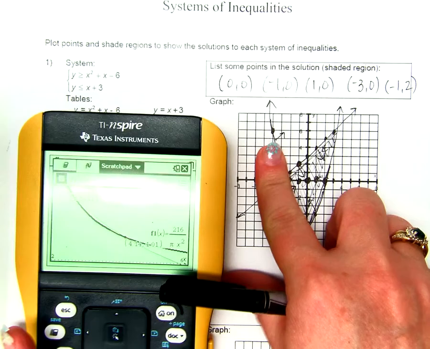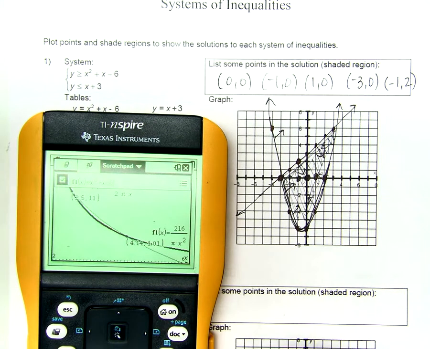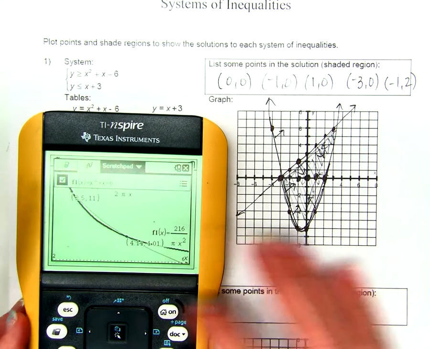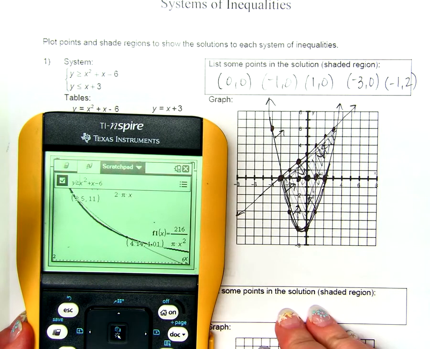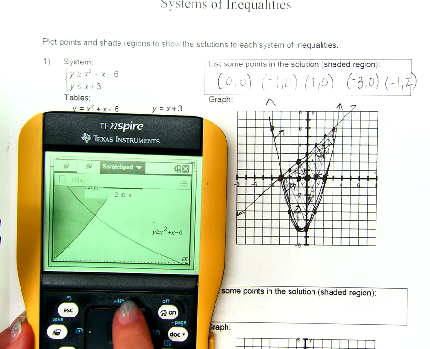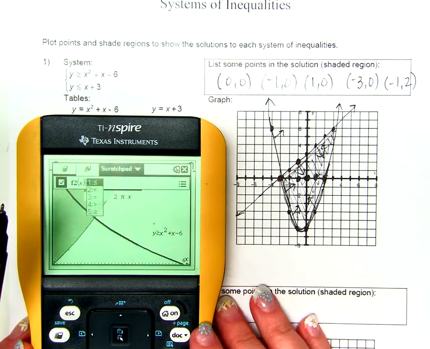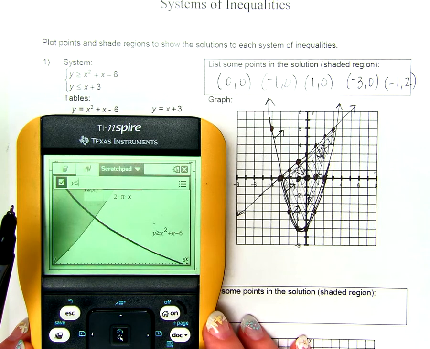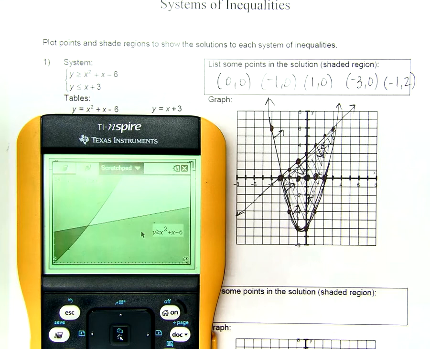I want to graph x squared plus x minus 6. But watch. I want to actually graph greater than or equal to. And then I want to graph less than or equal to x plus 3. So why do these not look the same?